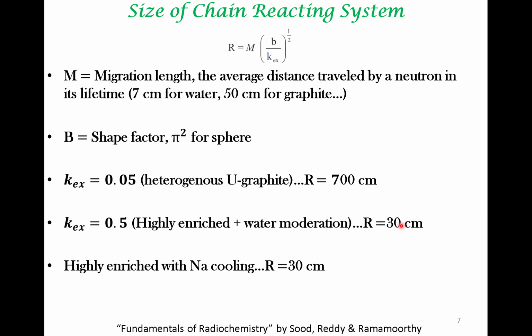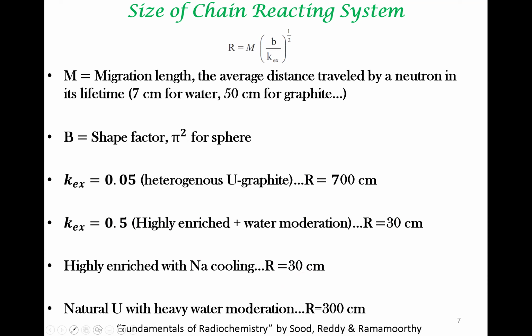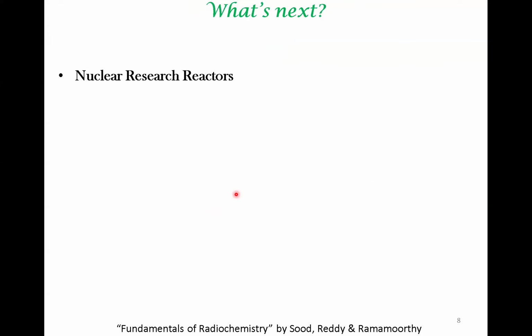This is rather compact. Again, if you have highly enriched fuel with liquid sodium as the coolant, you have this R. And if you have natural uranium, that is without enrichment, with heavy water moderation, you have an R given by this number. We have looked at the pros and cons of different coolants and fuel in previous lectures. So you can get an idea of why k-excess changes in a particular manner depending upon these different configurations.